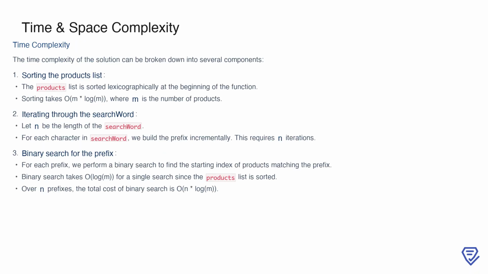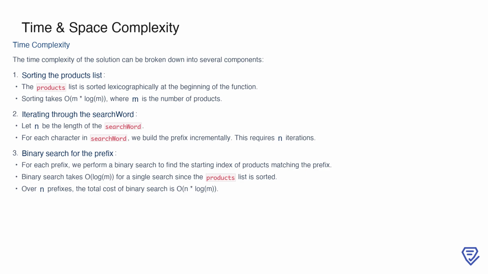To analyze the time complexity of our solution, we can break it into distinct components. First, we sort the products list lexicographically. Sorting requires O(M log M) time, where M is the number of products in the list. This is a one-time operation performed at the beginning.